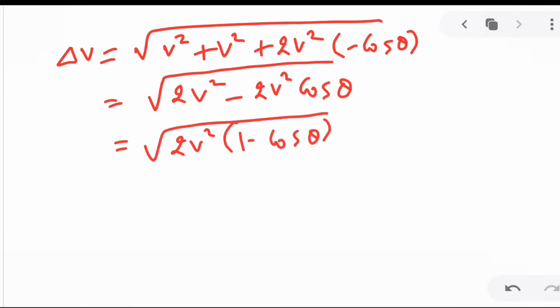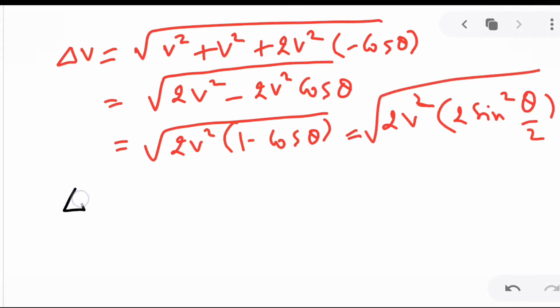1 minus cos theta is 2 sin square theta by 2. So square root of twice v square into 2 sin square theta by 2. So that gives delta v is equal to twice v sin theta by 2.